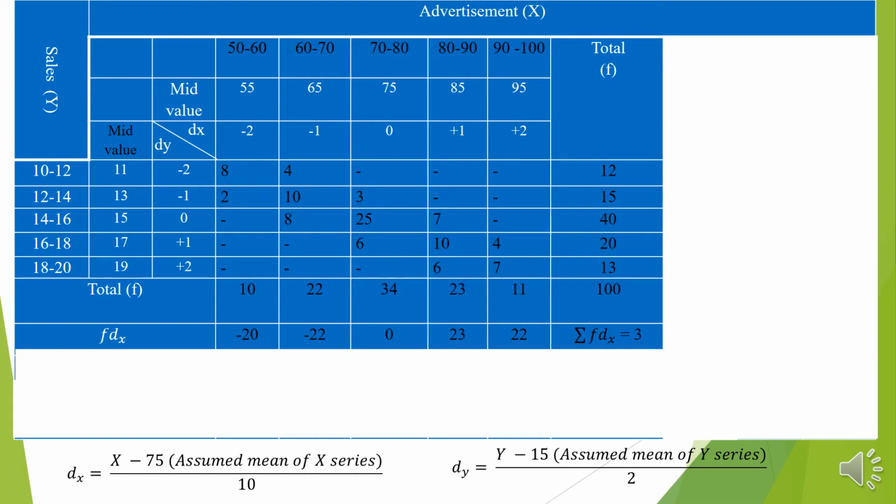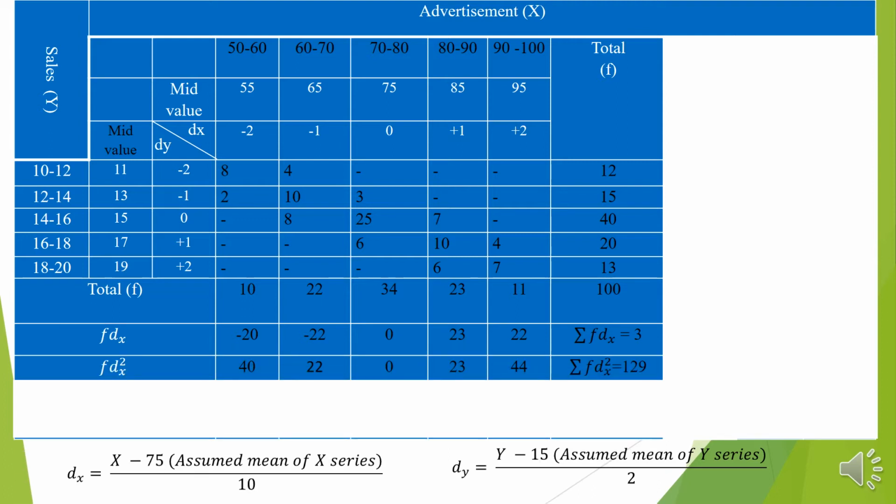Similarly we calculate, next one we can take up f dx square. So now we have to square this, dx square into 10. For example, first one, 10 into 2 square, how much? 40. Okay, we'll do that. So here we have calculated the square, 2 into 2, 4, into 10, 40, plus 1 into 22, plus 22, here it is 0, here 1 into 1, 23, 23, and 2 square, 4, 4 into 11, 44.